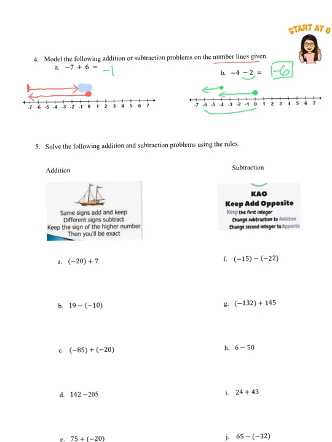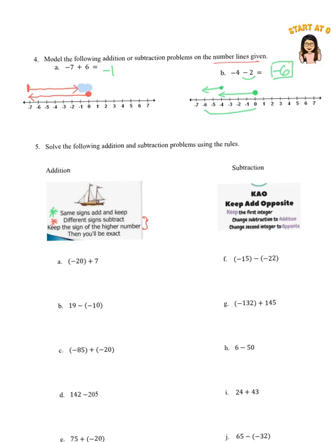Number 5, solve the following addition and subtraction problems using the rules. So we know for addition, we're gonna use the rules: same side, add and keep. Different sides, we're gonna subtract and keep the sign of the higher number. So these two go together. Subtraction, we use KAO. K is keep, A is add, O is opposite.